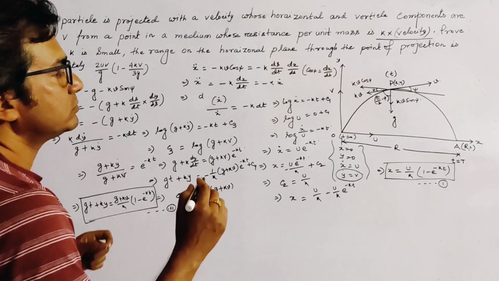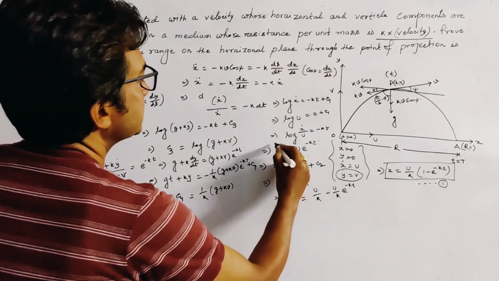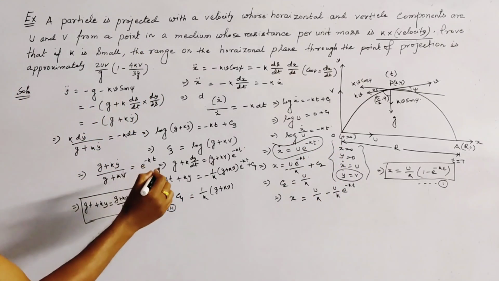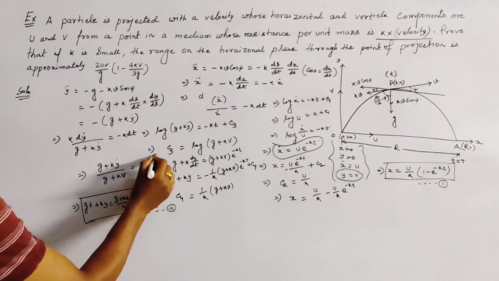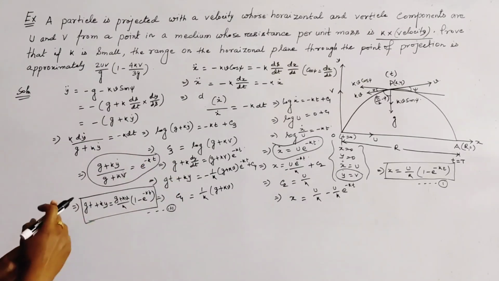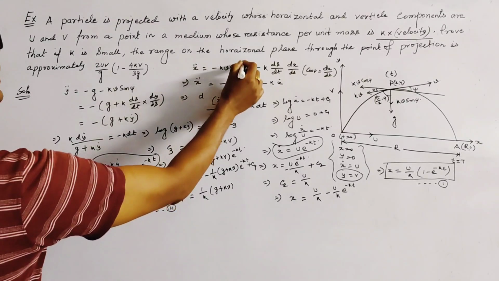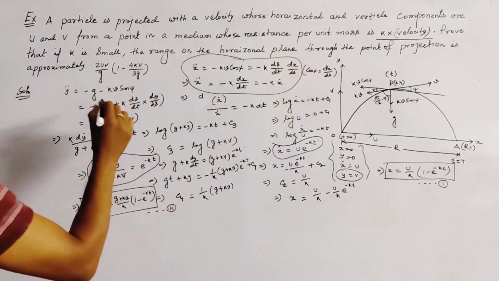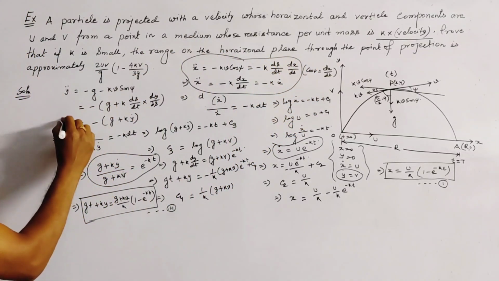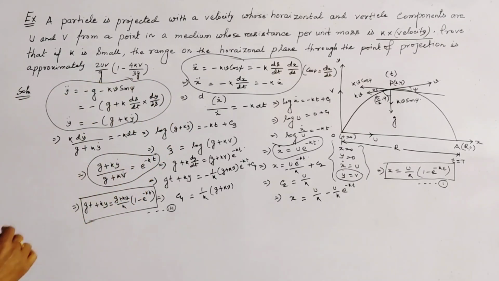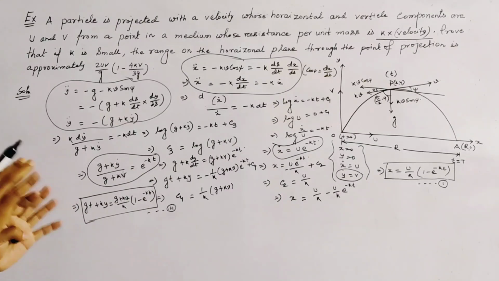Also there are another two important relations, this and this. These four are important relations and these two are the equations of motion. The first is this and the second is this, this is y double dot. The marked parts are very important for further calculation.